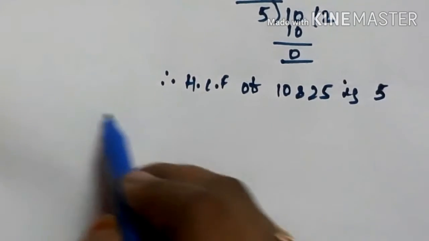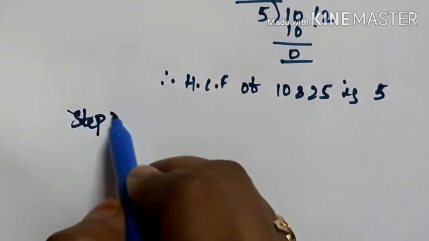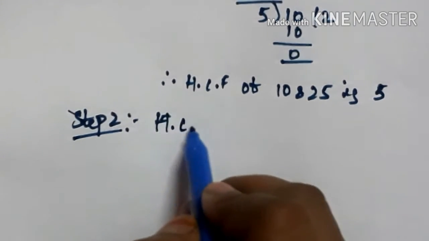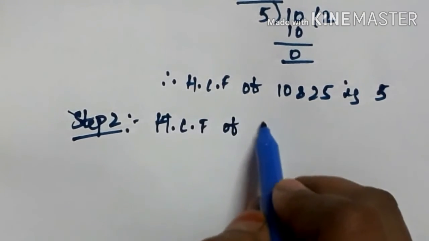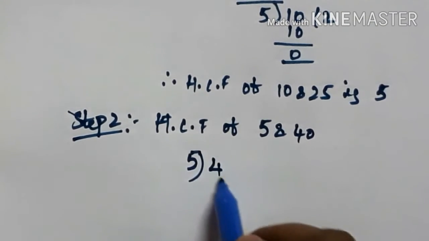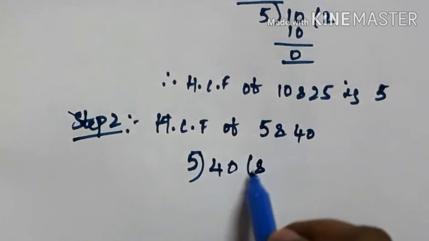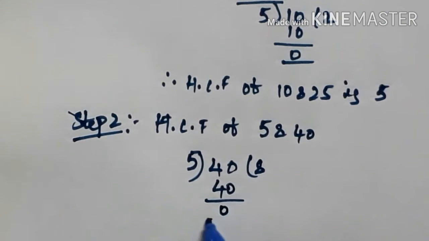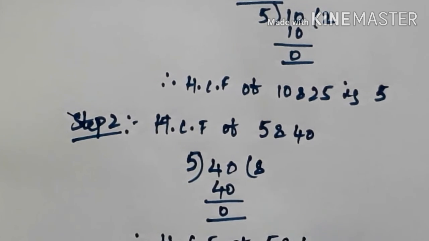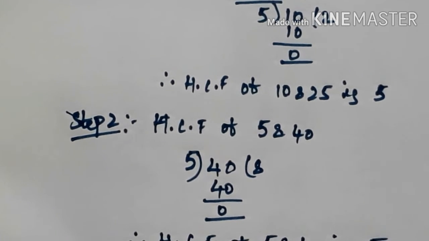Now in step 2, you need to find the HCF of 5 and 40. So 5 ones are 5, 5 eights are 40. Directly you are getting remainder 0, so you need not check further. Therefore, the HCF of 5 and 40 is 5. Therefore, the overall HCF of 10, 25 and 40 is 5.